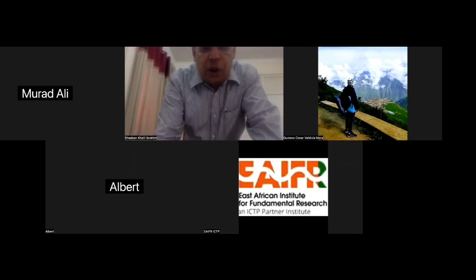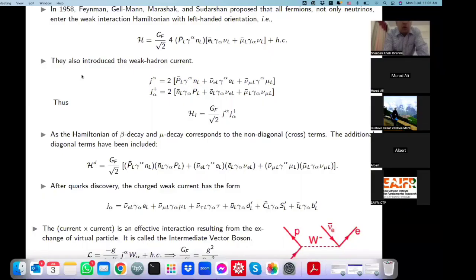Because we know that neutrinos are massive now, but at that time we didn't know. So it was a very good wrong assumption, because this has helped us to construct the standard model in the format that we know now.